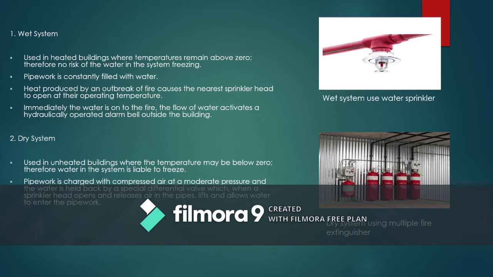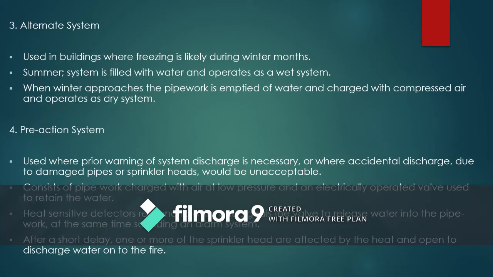Second, dry system, used in unheated buildings where the temperature may be below zero, therefore water in the system is liable to freeze. Pipework is charged with compressed air at a moderate pressure and the water is held back by a special differential valve which, when a sprinkler head opens and releases air in the pipes, lifts and allows water to enter the pipework.